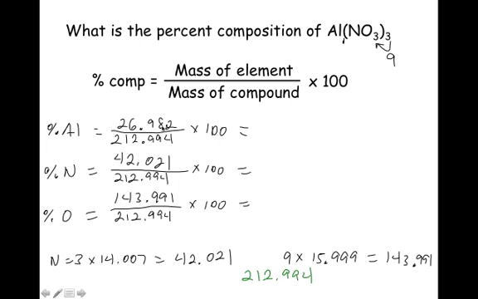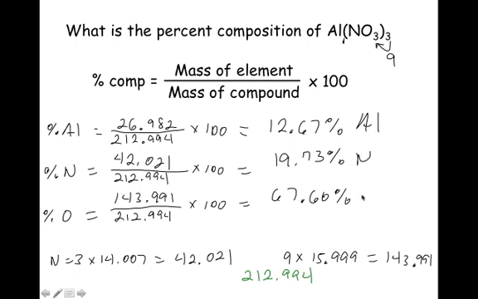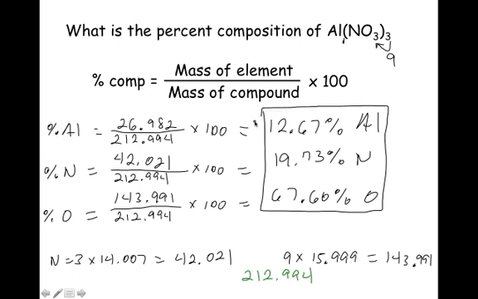And 26.982 divided by 212.994 gives you 12.67%. And the nitrogen, 42.021 divided by 212.994 times 100 gives you 19.73%. And the 143.991 divided by 212.994 gives you 67.60%. So these are your 3 percentages of aluminum nitrate by mass. So the percent by mass of aluminum nitrate. So that is how you do that example.